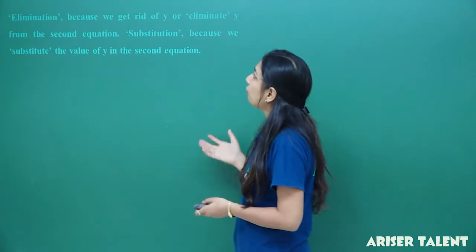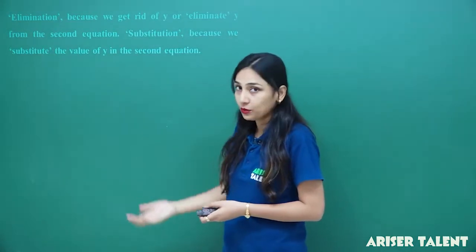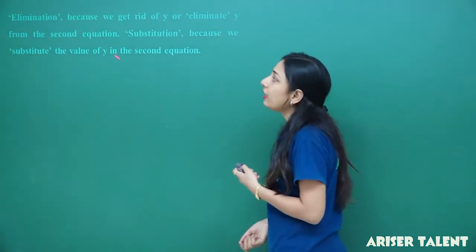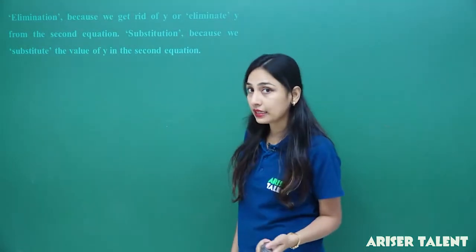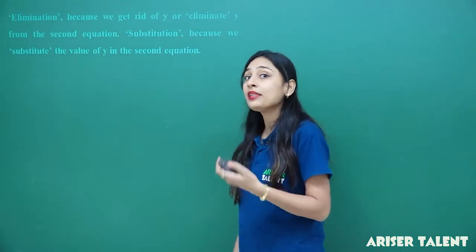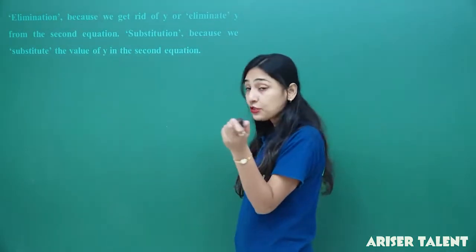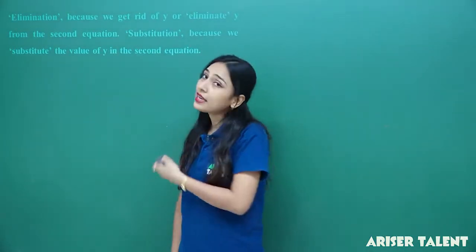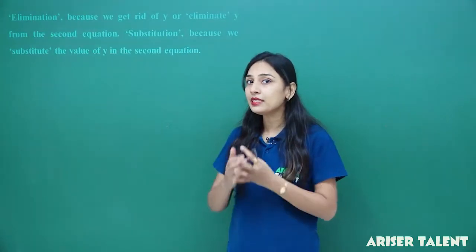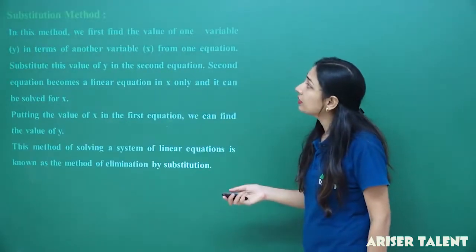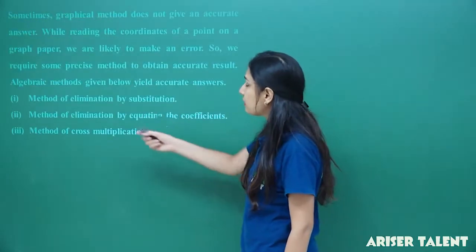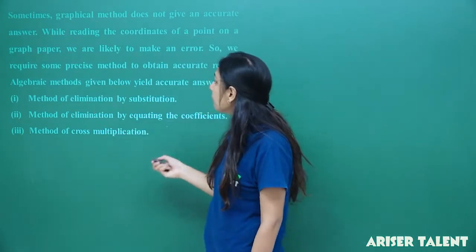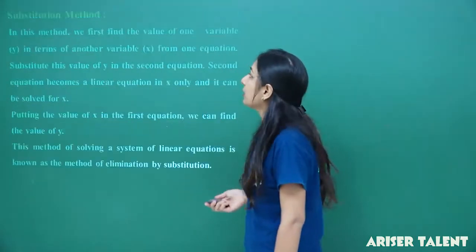Elimination, because we get rid of y. Why do we call it the process of elimination? Because we get rid of, or eliminate, y from the second equation. We are eliminating things, so it is known as the elimination method. By substitution, because we substitute the value of y in the second equation. So this name is the substitution method, and specifically the method of elimination by substitution, because we eliminate in this and we substitute in this, right?